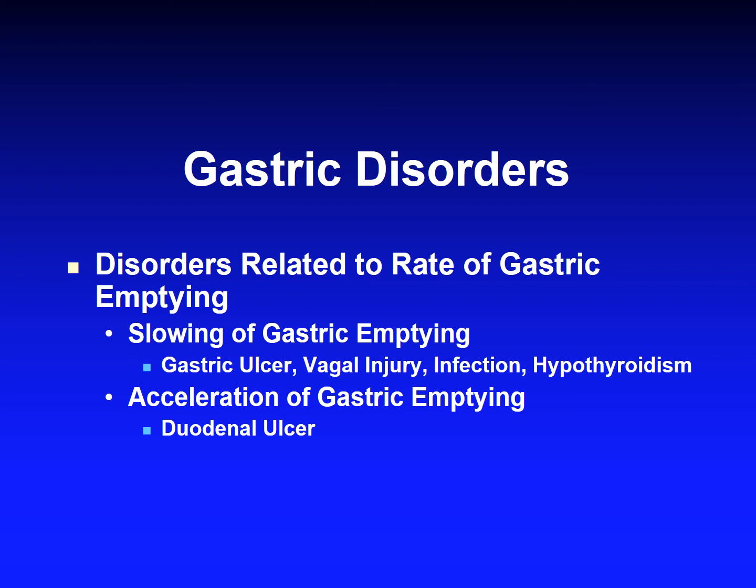However, in cases of duodenal ulcers, you will have acceleration of gastric emptying. So I want you to differentiate between gastric ulcer and duodenal ulcer. In gastric ulcer, you have slowing of gastric emptying. However, in duodenal ulcers, you have acceleration of gastric emptying. This is very important to remember.